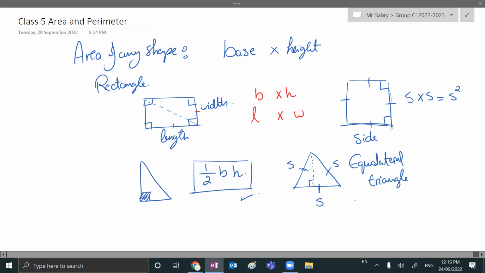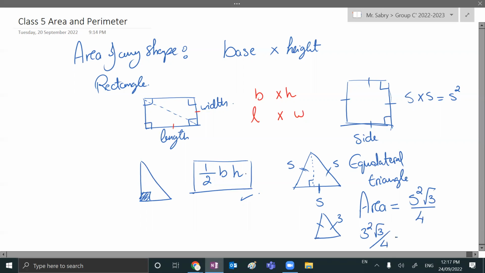So if I need the area of an equilateral triangle, please remember that this rule only works on equilateral triangles. It's side to the power of 2 times root 3 over 4. So let's say, for example, you know that there is an equilateral triangle that has a side of 3. What's the area of that triangle? It's 3 to the power of 2 times root 3 over 4, which is 9 root 3 over 4. This is the area of an equilateral triangle.